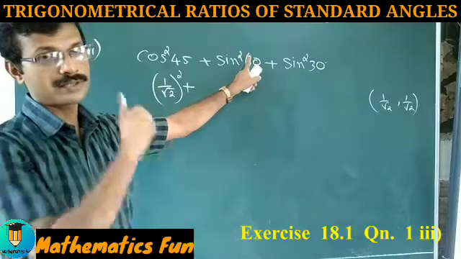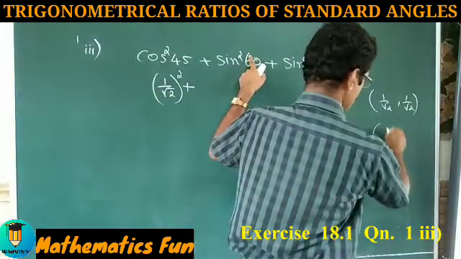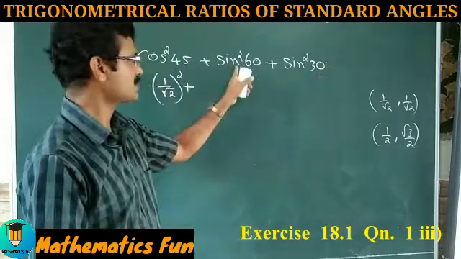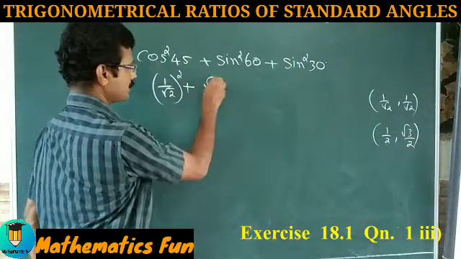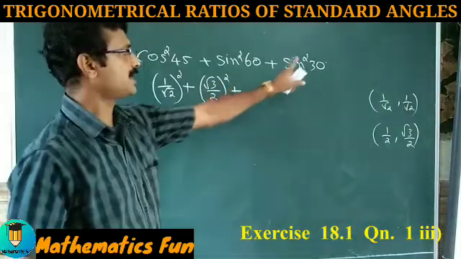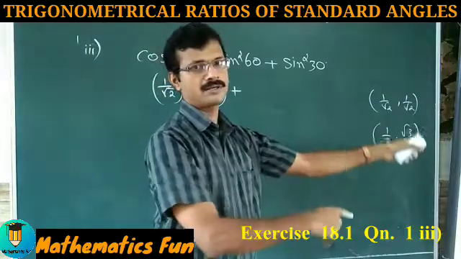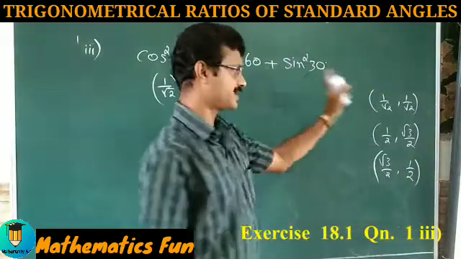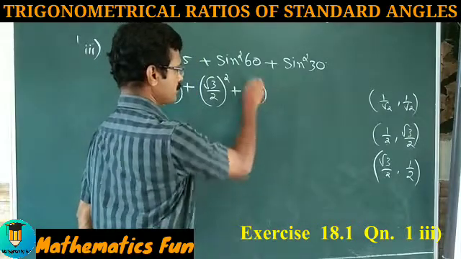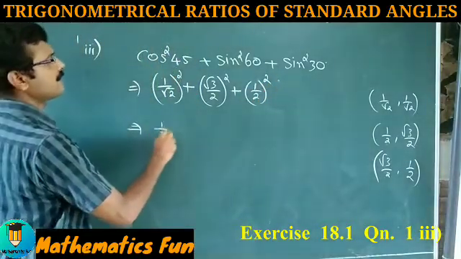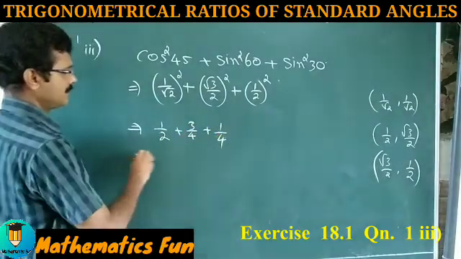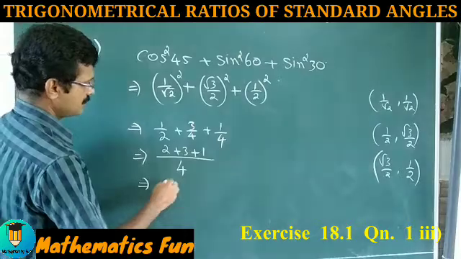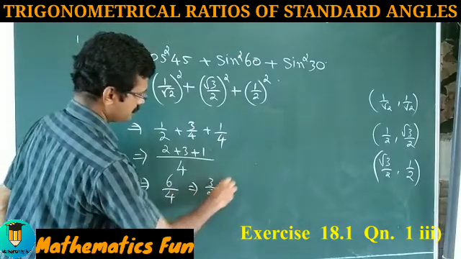Then 60. 60's coordinate is 1 by 2, root 3 by 2, and sine means y coordinate, that is root 3 by 2. So this is root 3 by 2 square. Now 30 degrees. 30 degrees coordinate is reverse, root 3 by 2, 1 by 2, and we need sine. Sine means y coordinate, 1 by 2. 1 by 2 square. Now just simplification: this is 1 by 2, this is 3 by 4, that is 1 by 4. 4 is the LCM, 2 plus 3 plus 1, that is 6 by 4, this can be written as 3 by 2.